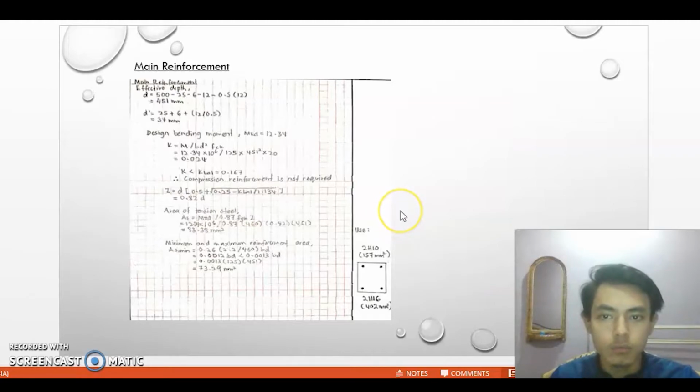Okay, next, we go to main reinforcement. For main reinforcement, the effective depth d is 451 mm, and d prime is 37 mm. Design bending moment, which is MEd, is 12.34, and then we calculate the K value. For our K value, we get 0.024, and for K-bar, 0.167, which means K is less than K-bar. So, compression reinforcement is not required. We calculate z, we get 0.82d, and then for the area of tension steel, As, we get 83.38 mm square.